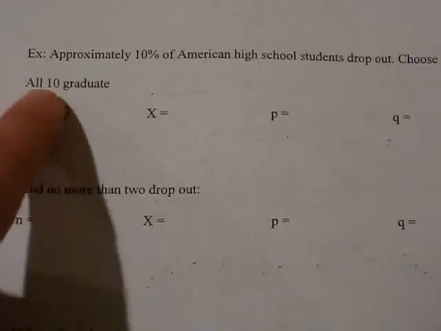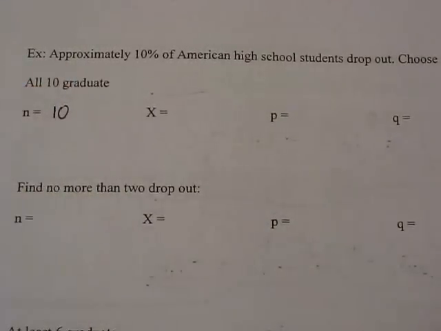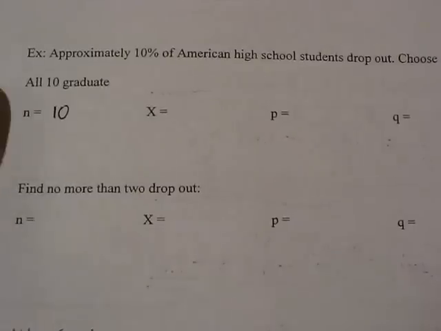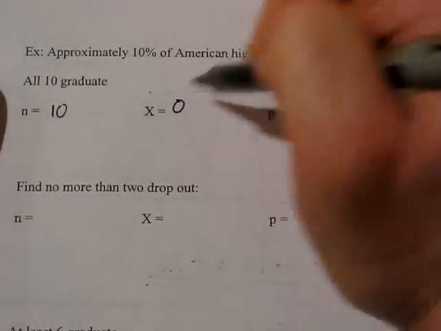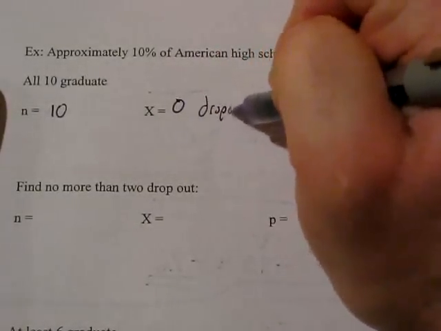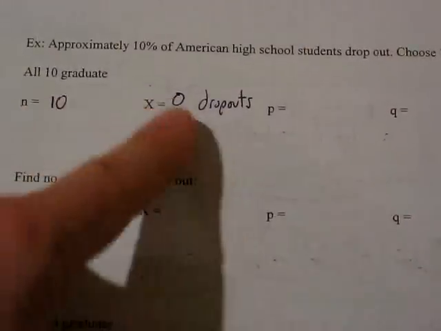Now, I want all 10 to graduate. The way I would get all 10 to graduate is I would want 0 dropouts. Okay, 0 dropouts.